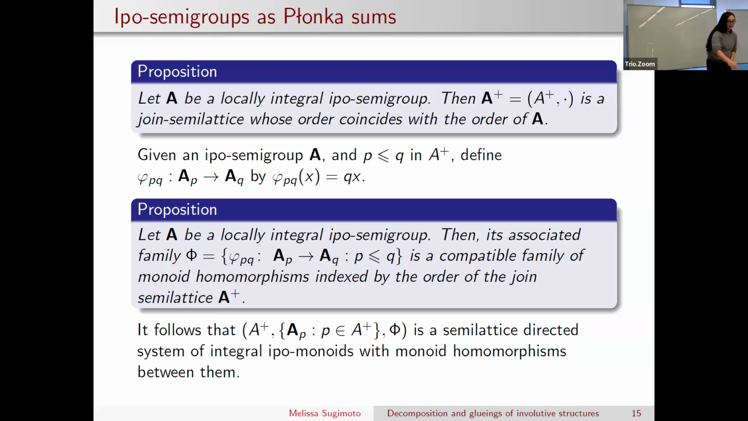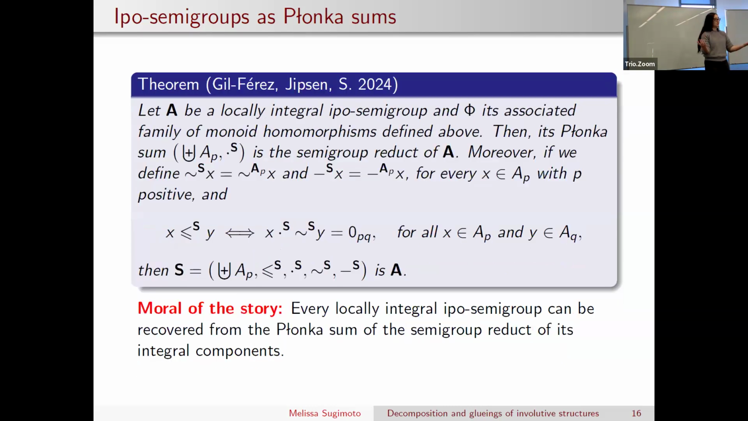That means we can take the Płonka sum of this family of algebras with the monoid homomorphisms and put that all together. But we only took the morphisms to be monoid morphisms, which means that the Płonka sum we get out is just the semigroup reduct of A. And we'd like to be able to recover the rest of A. So we need to be able to recover tilde and minus, and we need to be able to recover the order. Luckily, tilde and minus are really easy.